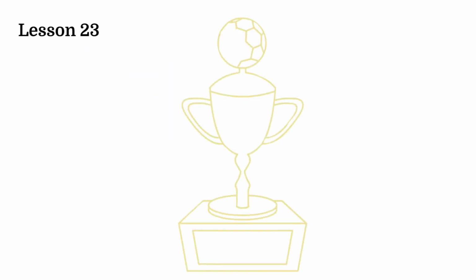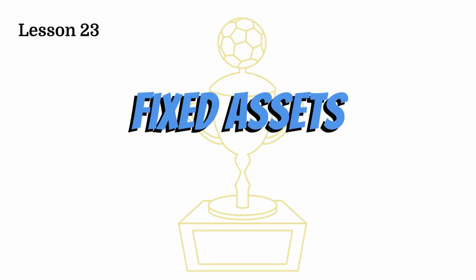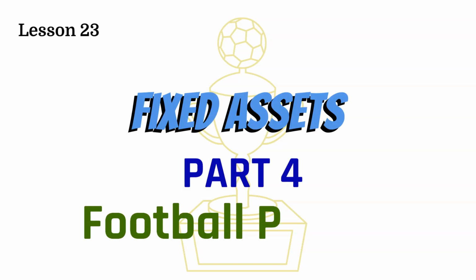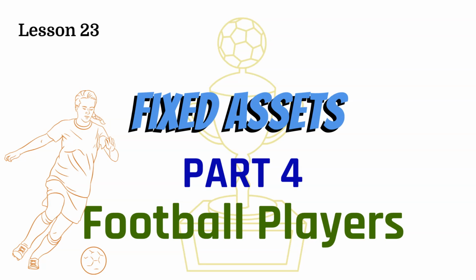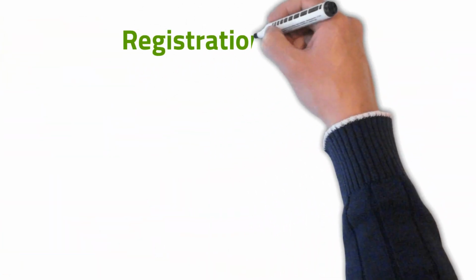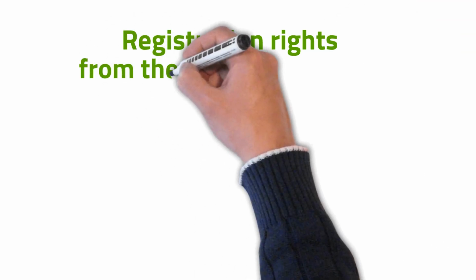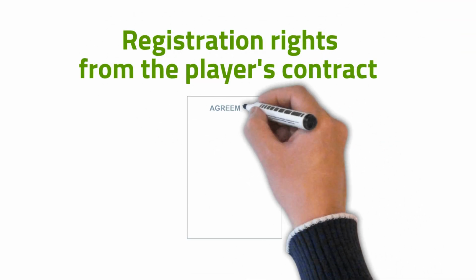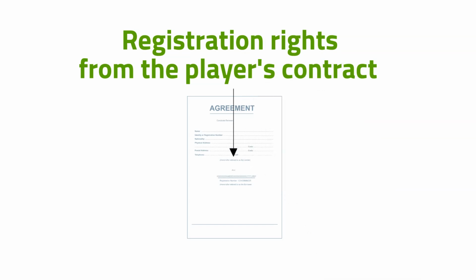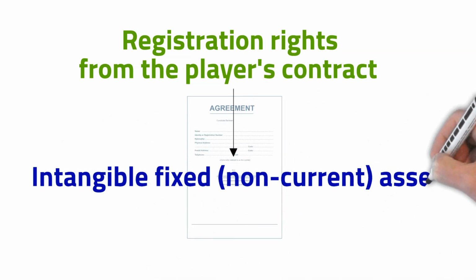Ever thought of football and other players in the world of accounting? Today we look at one of the most asked questions in sports finance. How can a club put a football player on the balance sheet? Short answer, it cannot. You cannot put a person there, but you can recognize the rights from the player's contract, and these rights from the contract are recorded as an intangible fixed asset.